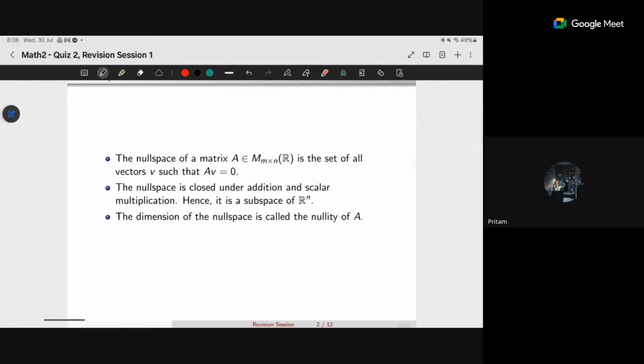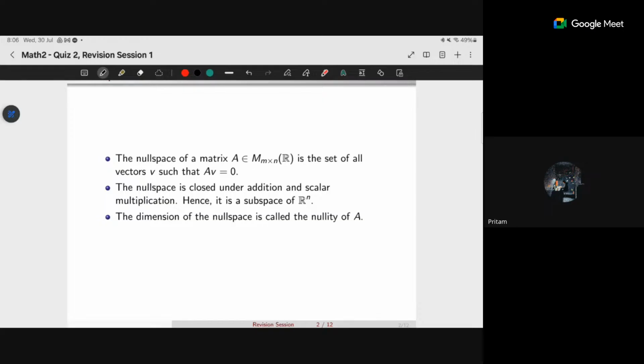Okay. So the first topic in week 5 is that of null space of a matrix, nullity of a matrix, and how to calculate null space and all that. This is something related very closely to the things that we have seen way in the beginning, solving a system of linear equations.